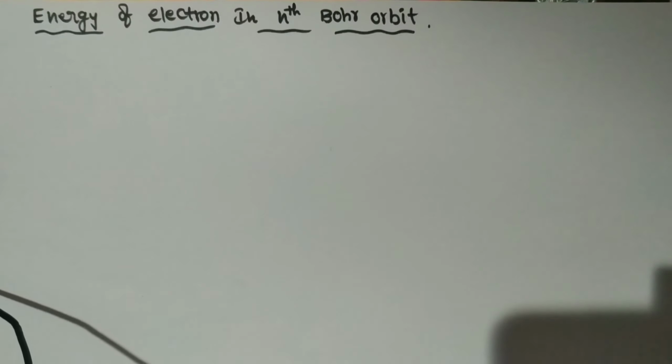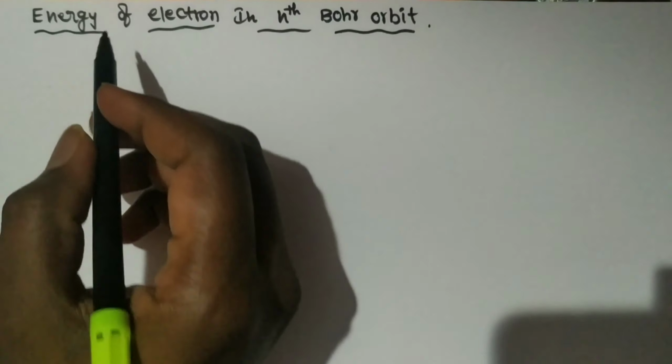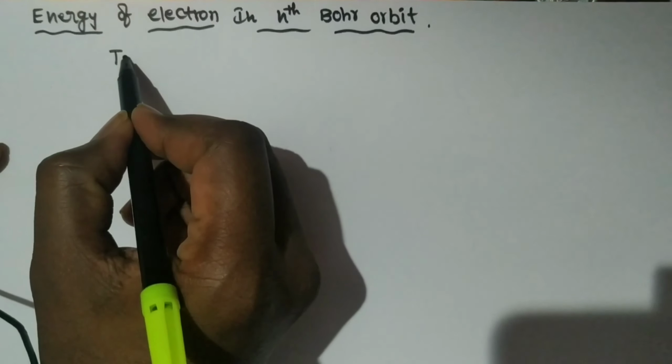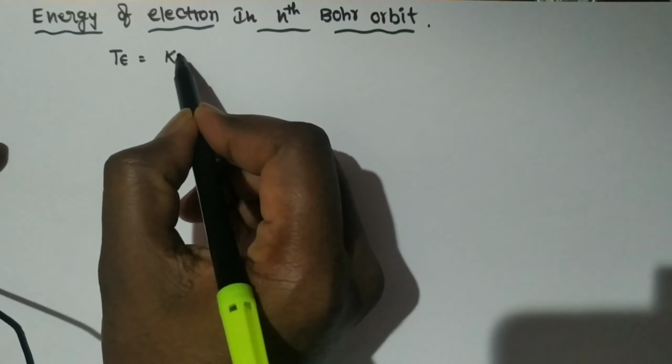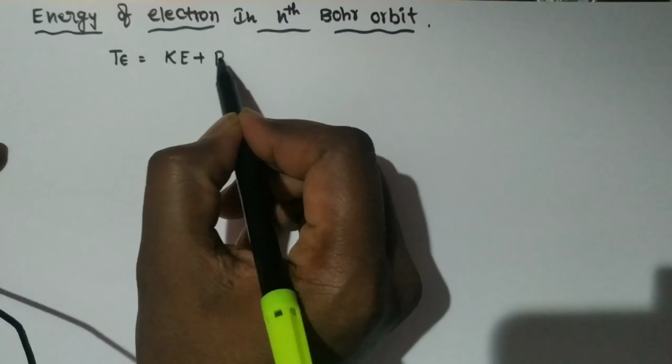Dear students, in this video we are going to derive a formula for energy of electron in nth Bohr orbit. In previous videos we already derived the velocity of electron and radius of nth orbit. In this video we are going to derive a formula for energy of electron in nth Bohr orbit. So we know that total energy is equal to kinetic energy plus potential energy.